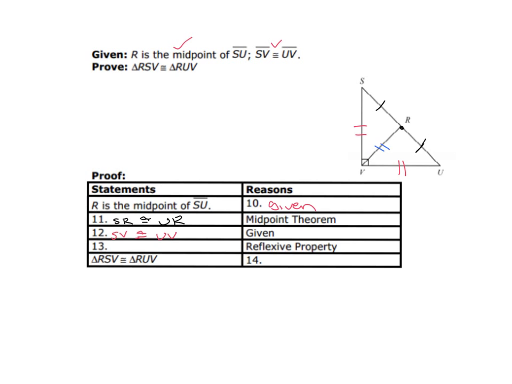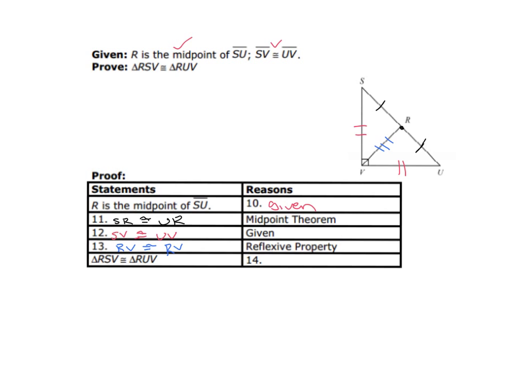What do you know? Can make those markings there because we know that both triangles share that side. So therefore, RV is going to be congruent to RV because of the reflexive property. So these two triangles are in fact congruent.